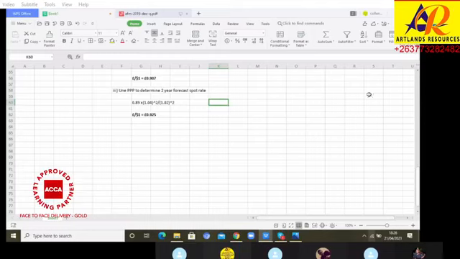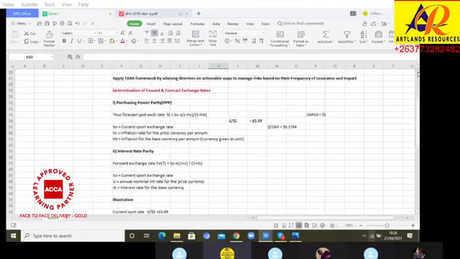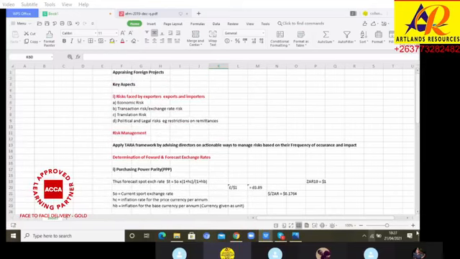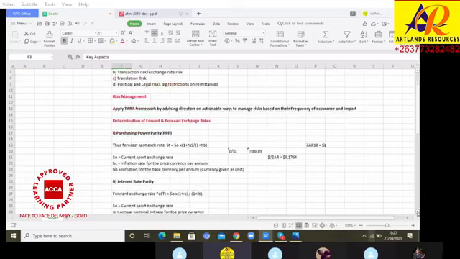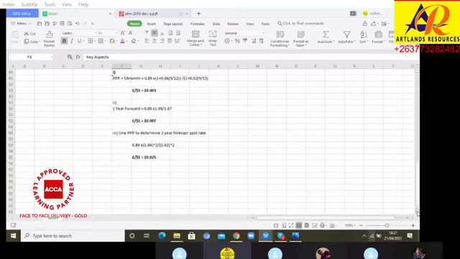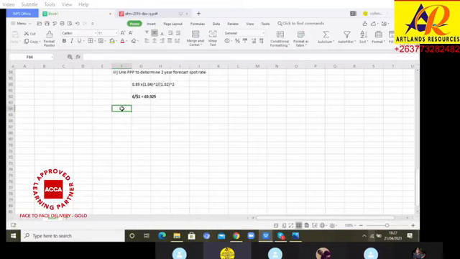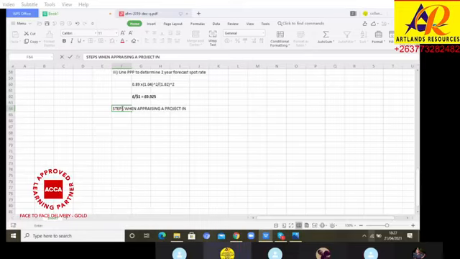Right. These are the key aspects. Notice our heading here was the key aspects to consider when you are appraising a project in foreign currency. So we are just continuing with our key aspects. Another key aspect is steps when appraising a project in foreign currency.